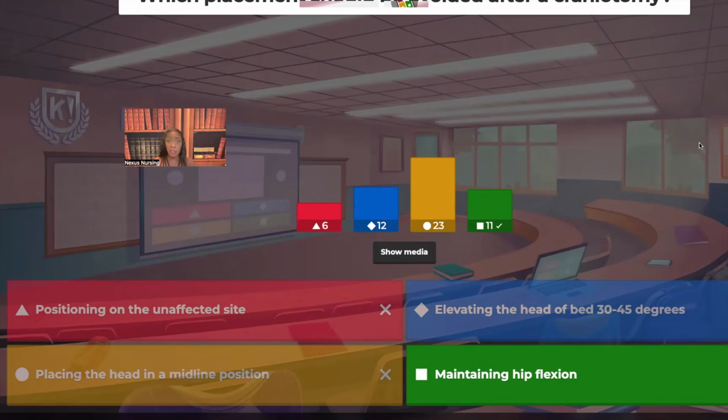But maintaining hip flexion, guess what increases ICP? Hip flexion, head extension, rotation, coughing, sneezing. So all of those things that would increase intracranial pressure, we're not doing.